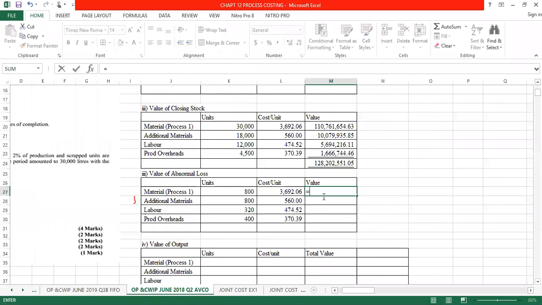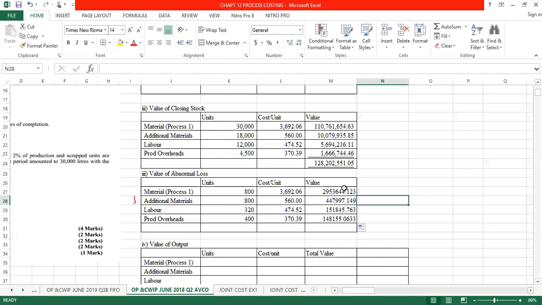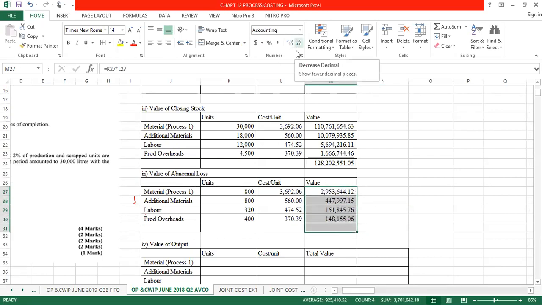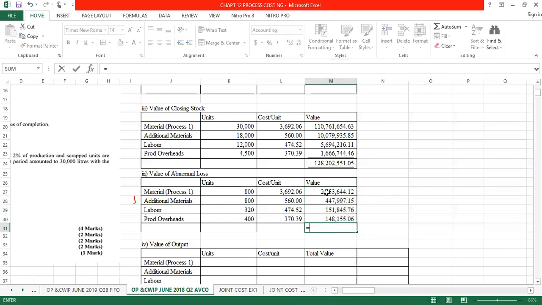So what is the value? 800 times that value. Whatever you get, I'll round it off, don't worry. So those are 2 decimal places. So we add plus that, plus that, plus that. Now, that is the total.